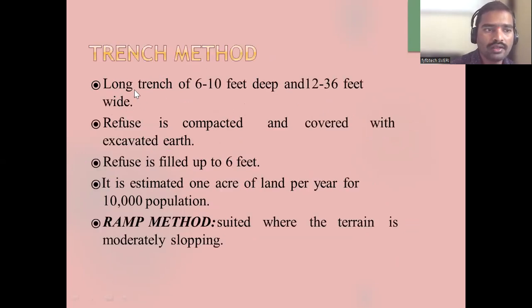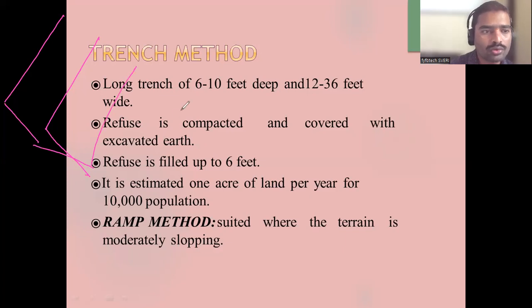See, in the trench method, it is a long trench of 6 to 10 feet deep. If it is a level ground, first they will open a trench. This is the trench. The depth is 6 to 10 feet, and the width is 12 to 36 feet. Refuse is compacted and covered with excavated earth. So this is done in the ground.